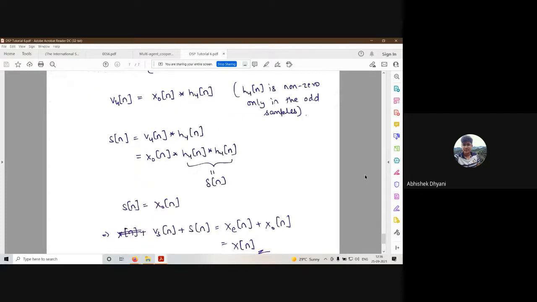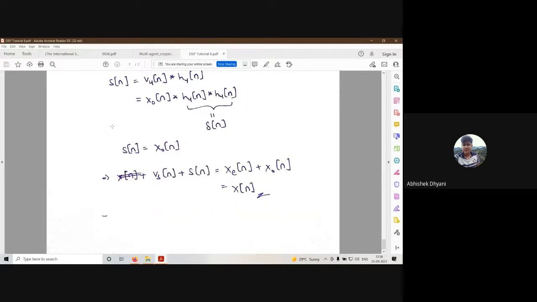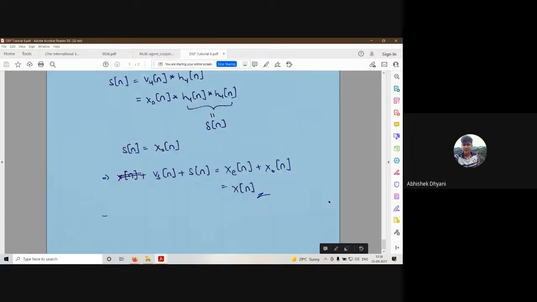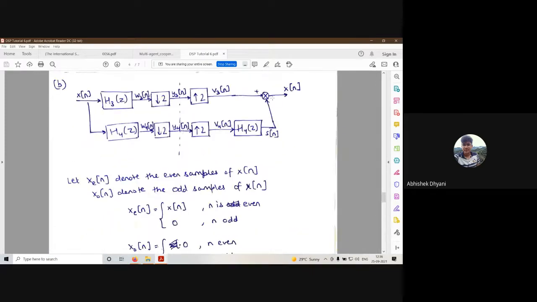And using this property, we can simply say that S of n, that is the output, will be nothing but the odd entries of x of n. That means that when we finally take the summation, we have the even and odd entries, and that means we will get the whole x of n back, right? Because at the end, we are taking the summation of v3n and s of n. v3n is the even part and s of n is the odd part, which gives us the overall x of n back.